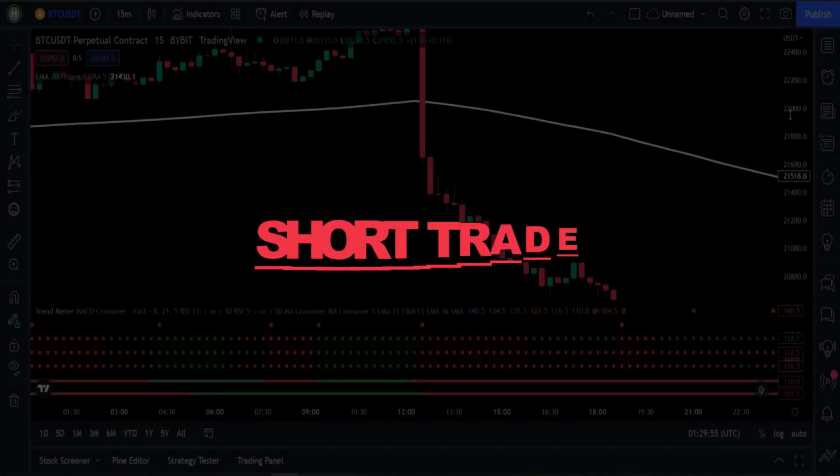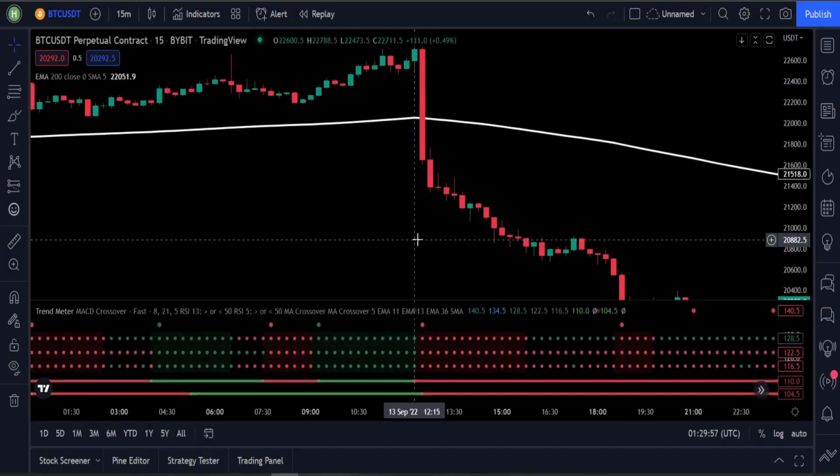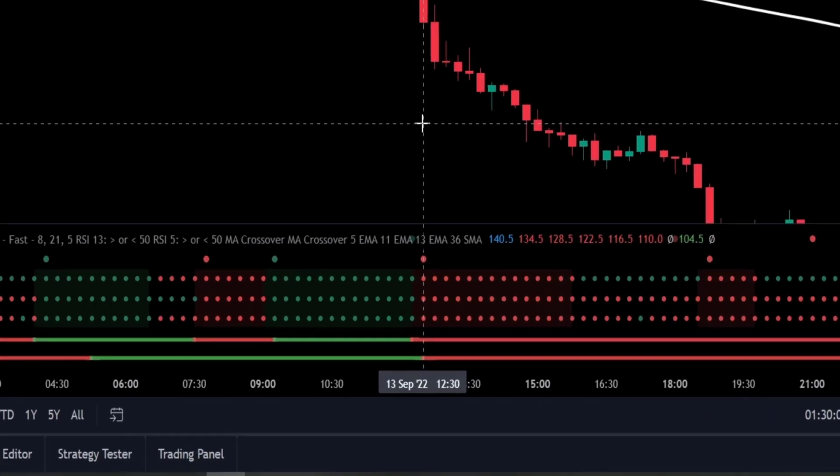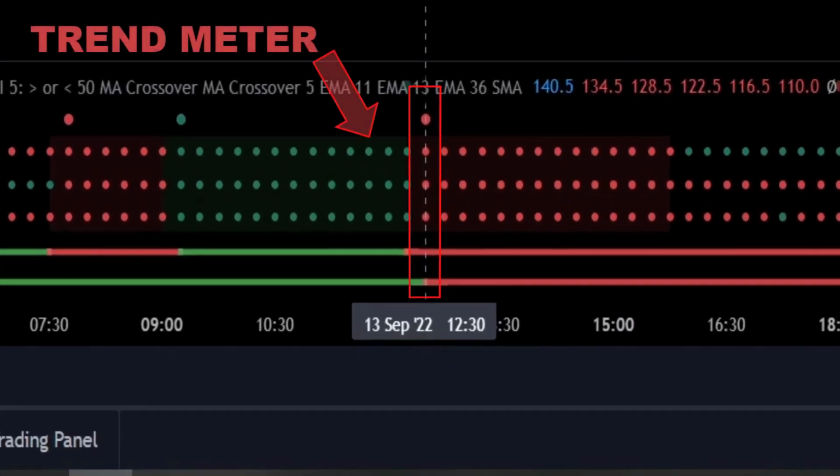Now the rules for the short trade. First of all, we want the price action to be below the 200 EMA line. All the rules for a short trade are going to be exactly opposite to the rules for a long trade. Now, if we are looking for a short trade, everything on the trend meter needs to be red, including all the dots and the 2 baselines.